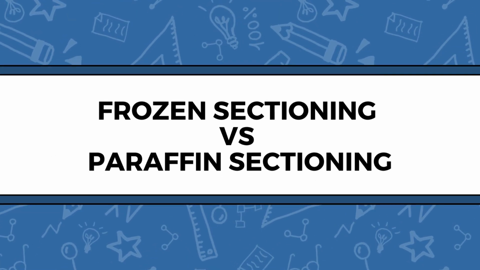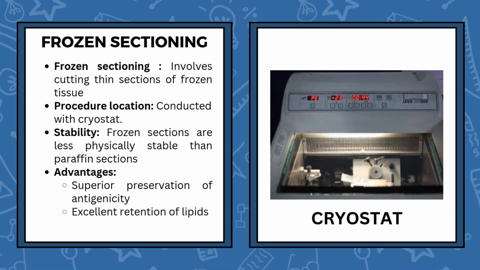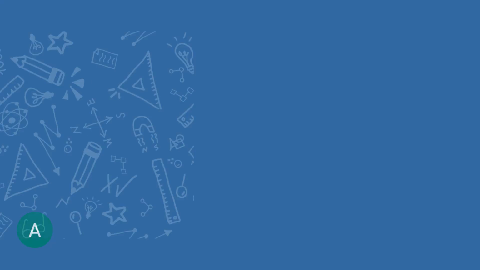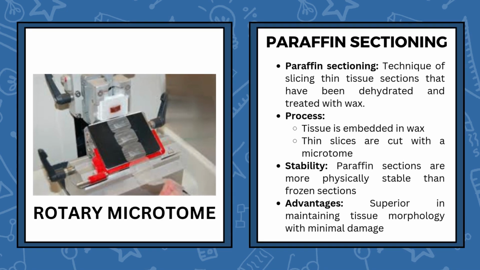Did you know that there are two primary methods of tissue sectioning, frozen sectioning and paraffin sectioning? Each has unique applications and techniques suited to different types of analysis. So let's find out. Frozen sectioning involves cutting thin sections of tissue that are kept frozen and cut within a cryostat. While frozen sections are less stable than those prepared with paraffin, they offer superior preservation of antigenicity and lipid content. So, how about paraffin sectioning?